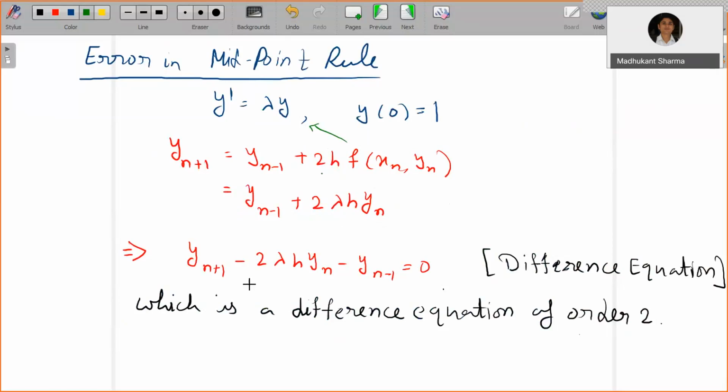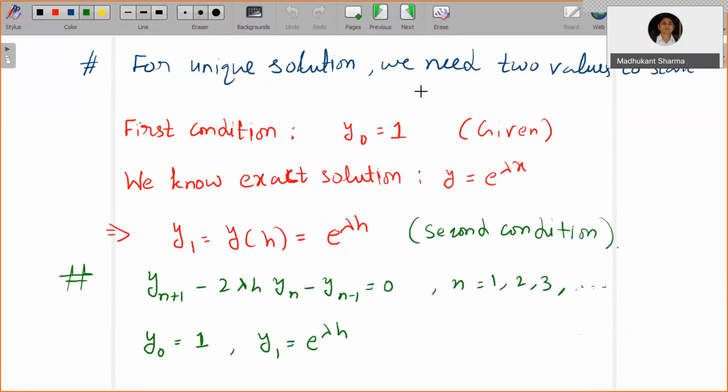Now arrange all the terms on the left side. So this is a difference equation of order 2. In order to solve this equation, you require two starting values. One value is given to you, y0 is 1. Another value we will borrow from the exact solution. So for finding the unique solution, we assign two conditions, or two starting values, y0 and y1, and then we will see what happens.